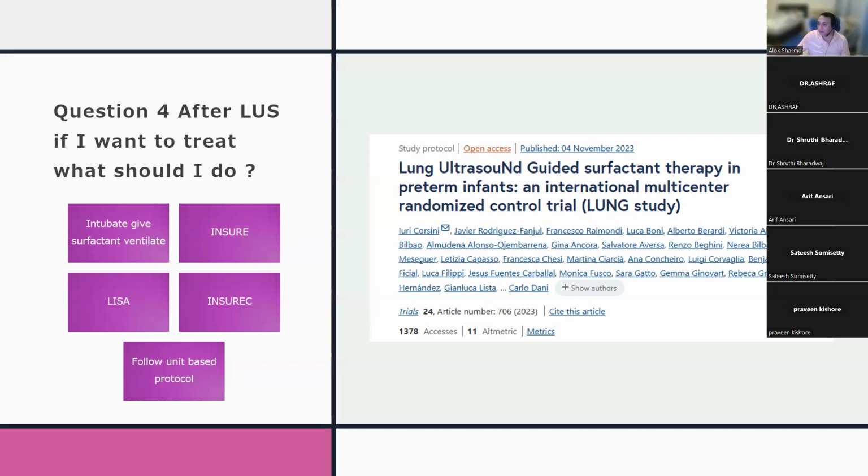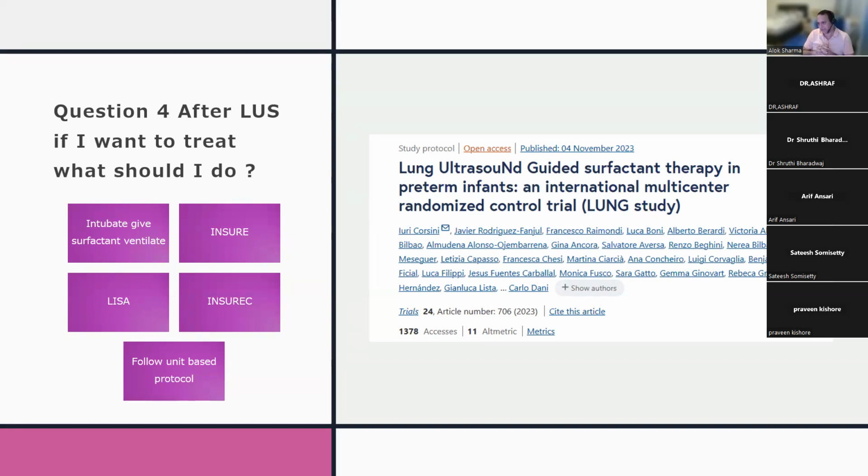Now, I know for a fact that there are units who still practice INSURE. I don't know if all the French units tend to prefer INSURE compared to LISA. Naturally, there's a worry that you're going to give mechanical ventilation to the baby. You're going to have to give IPPV. That might be damaging. But a lot of units, Germany virtually the whole country, and a lot of units in the UK, are starting to implement less invasive surfactant therapy.